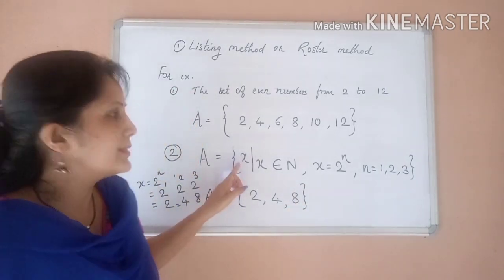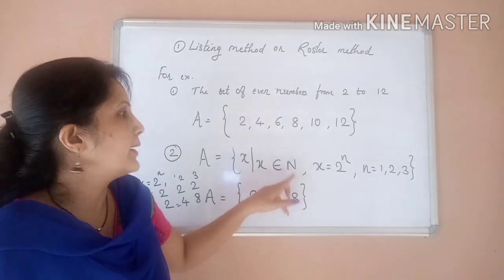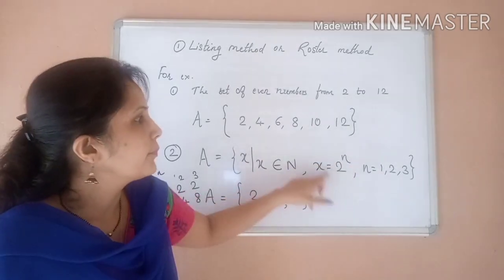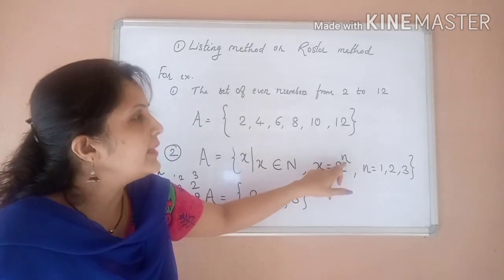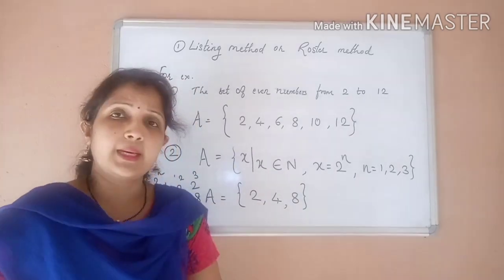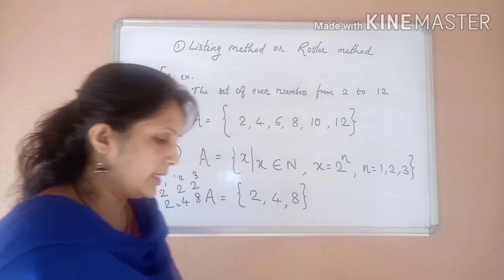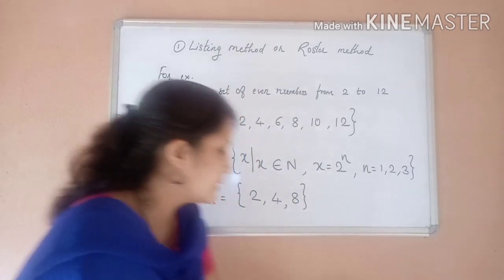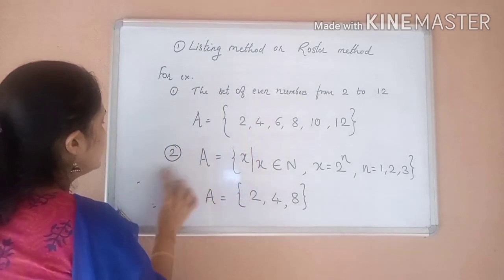Okay, that means x is the element such that x is equal to 2 raised to n. The conditions will be given to you, and n can be the square, it can be the cube, it can be 5 multiplied by n. One more example we can see, but then we'll see it during our set builder form. But this is how you are going to write in the listing method.